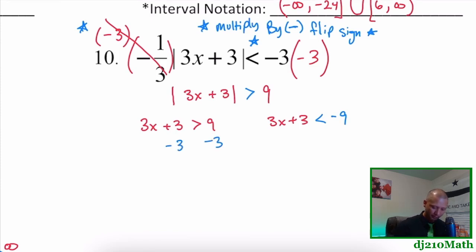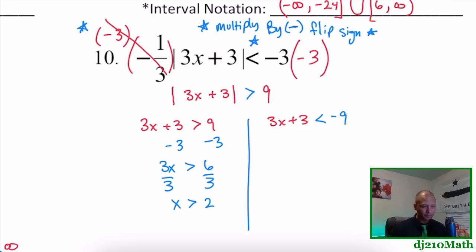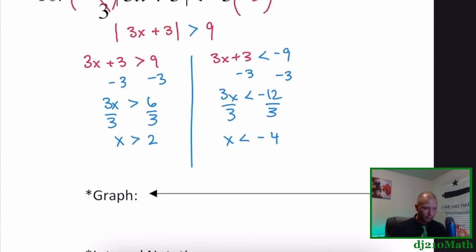So minus 3 from both sides. We get 3x is greater than 9 minus 3 is 6. Divide both sides by 3. X is greater than 2. On the right, subtracting 3. 3x is less than negative 9 minus 3. They're both negative. So we're adding 9, 10, 11, 12. And we keep the negative. Divide both sides by 3. X is less than negative 4.